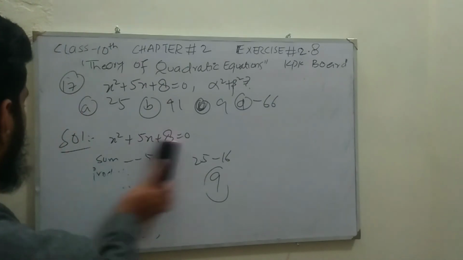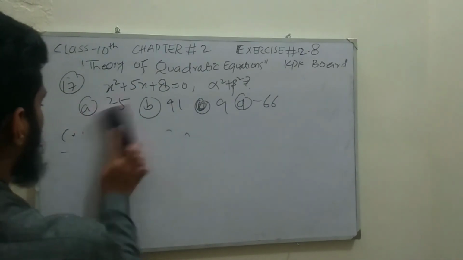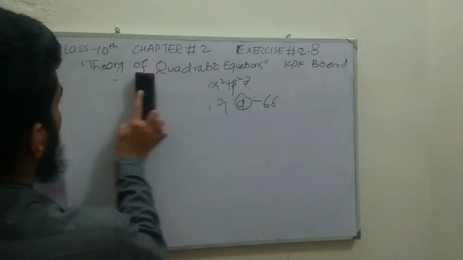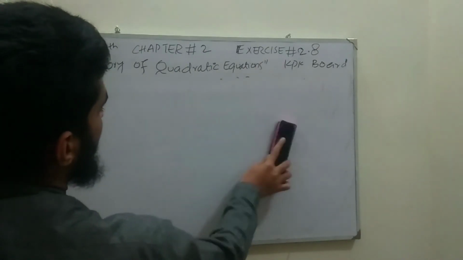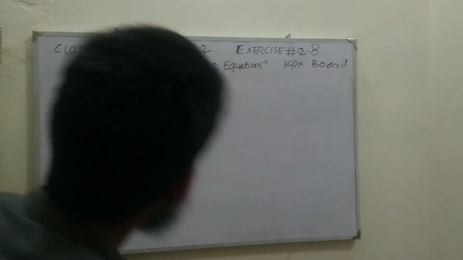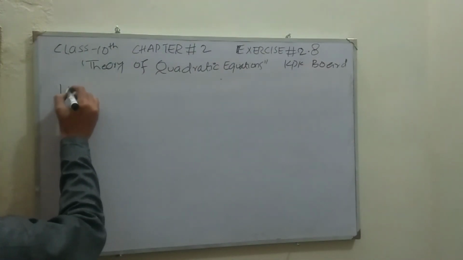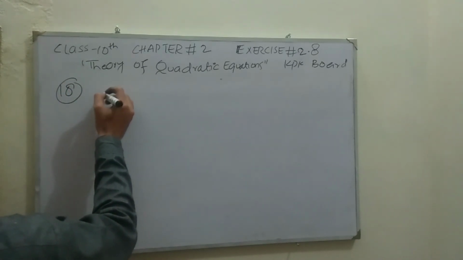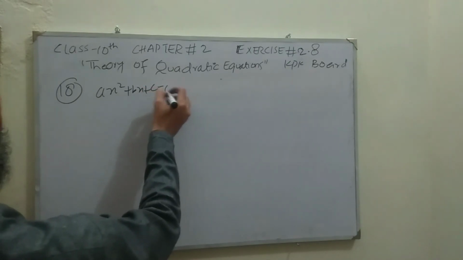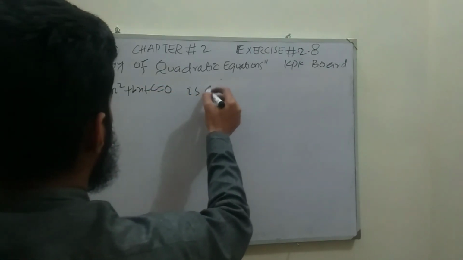Move to the last MCQ relevant to chapter number 2, theory of quadratic equation, with which the chapter will be completed. In the next video, inshallah, we will start chapter number 3, variation. The last MCQ is 18. The solution of ax square plus bx plus c is equal to 0 is equal.